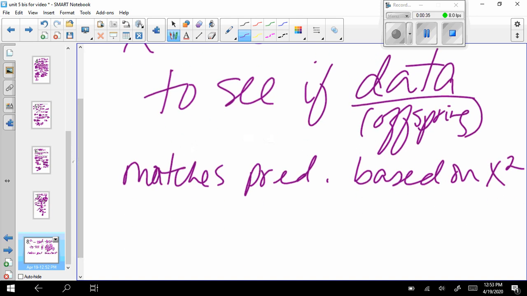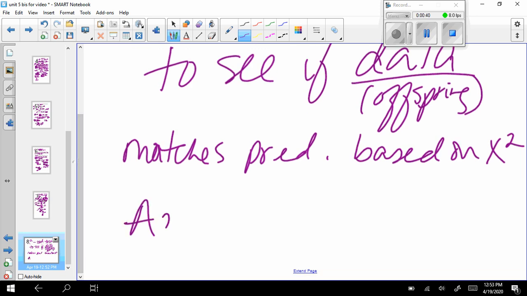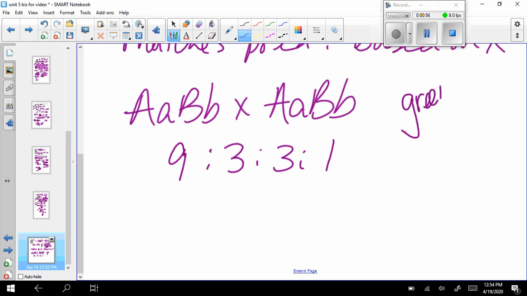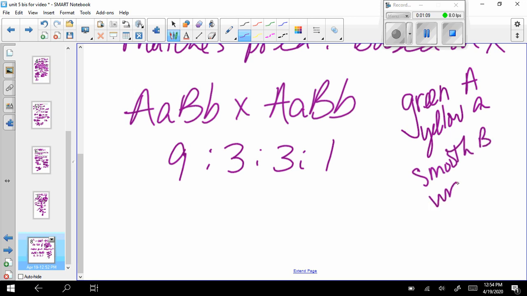So let's talk about a cross. Let's say I was doing this hybrid cross, which I know I already brought up in the video, and that I expected a 9 to 3 to 3 to 1 ratio. So let's say I was doing Mendel's pea plant one, where green is dominant and yellow is recessive.